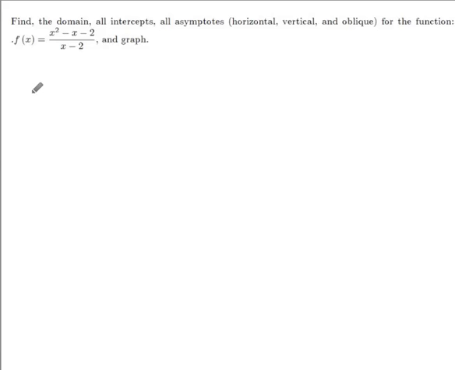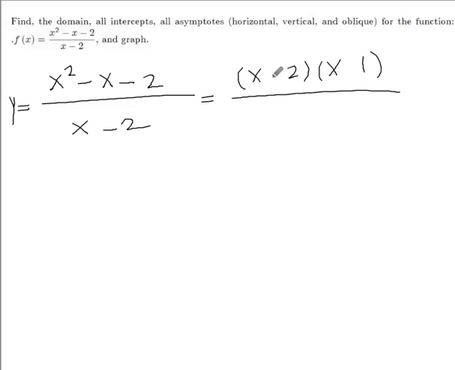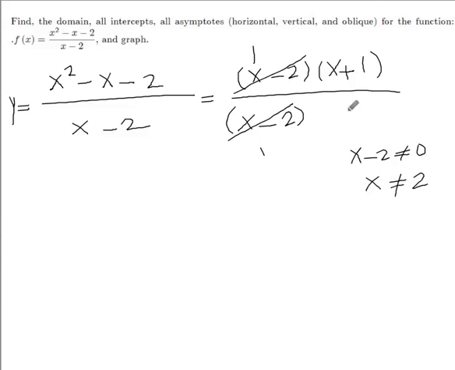Find the domain, all intercepts, and all asymptotes for this function. If I factor x squared minus x minus 2 at the top of the function, y is equal to x minus 2 times x plus 2. And at the bottom of the fraction, we have x minus 2. You notice that x minus 2 divided by x minus 2 would be equal to 1, assuming that x minus 2 cannot be equal to 0. So x cannot be equal to 2. So our function f of x, or y, is equal to x plus 1.